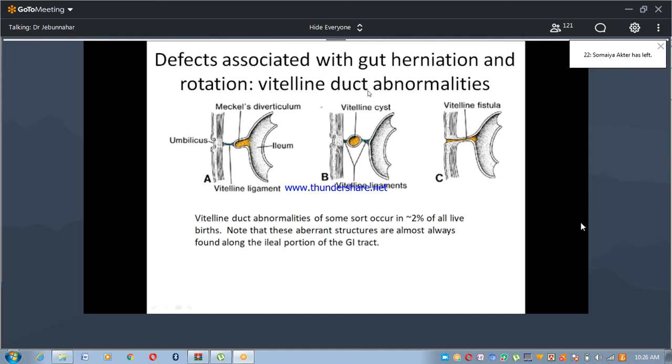The defects associated with duct during rotation, that is vitelline duct abnormality. Vitelline duct abnormality we have discussed earlier, we called it Meckel's diverticulum. Vitelline duct abnormalities of some sort occur in near 2% of all live births. Note that these aberrant structures are almost always found along the ileal portion of the GIT. These are vitelline ligaments, vitelline cyst.